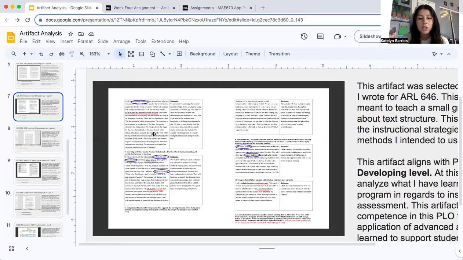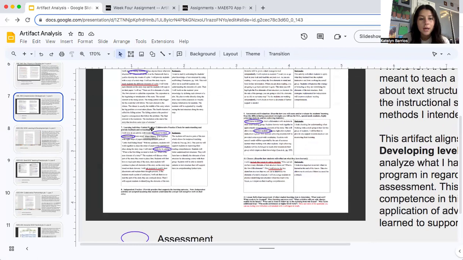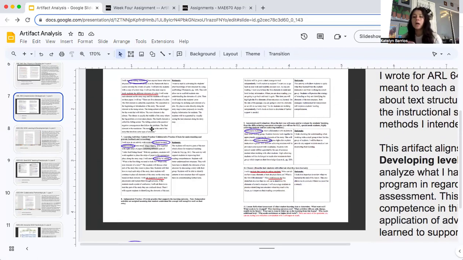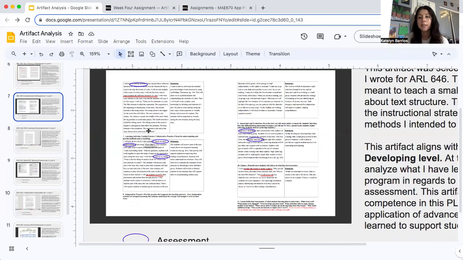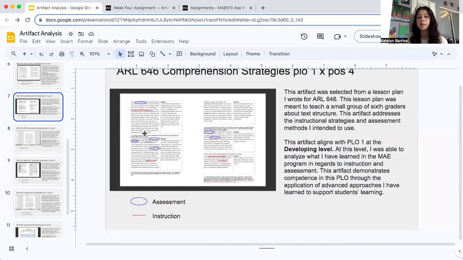Just to go over my annotations really quickly, I really focused on informal assessments, so asking students throughout instruction and monitoring students' progress. And for instruction, it's the same way. This was a lesson plan for sixth graders, so it's mostly them doing their own thing and you guiding them. So I use guiding questions, and make sure that students are understanding and justifying their responses.